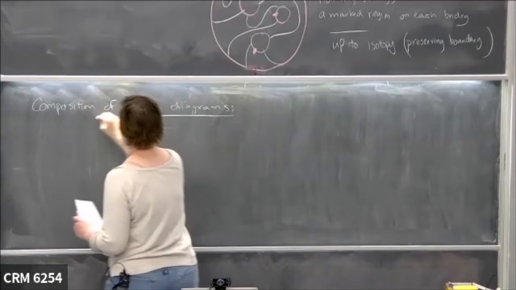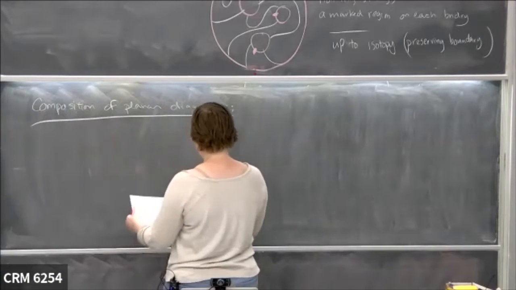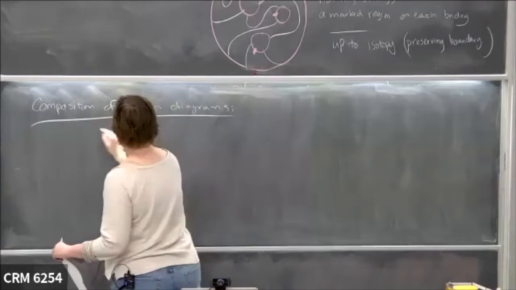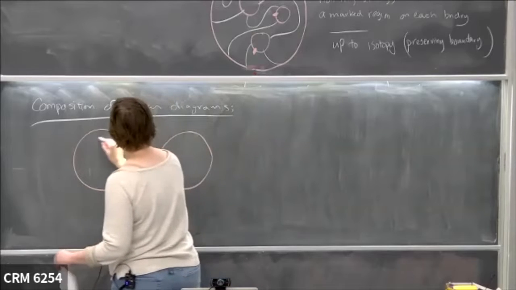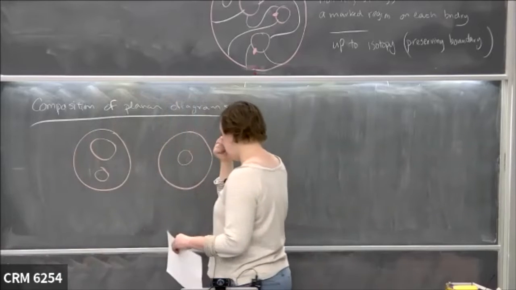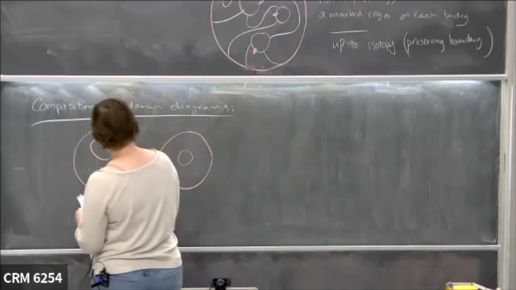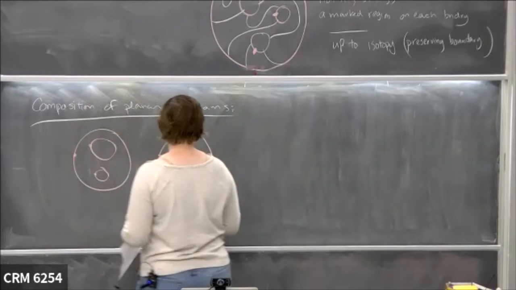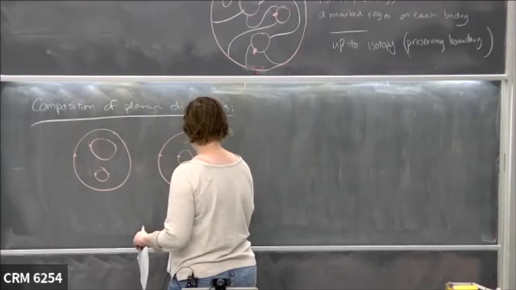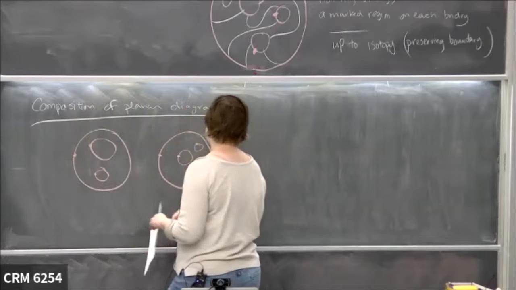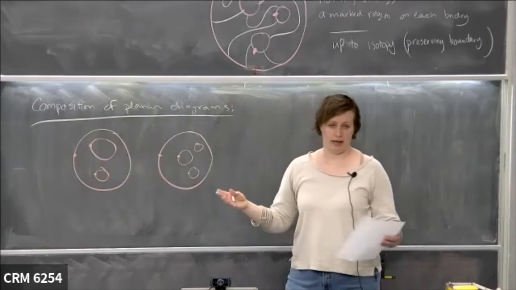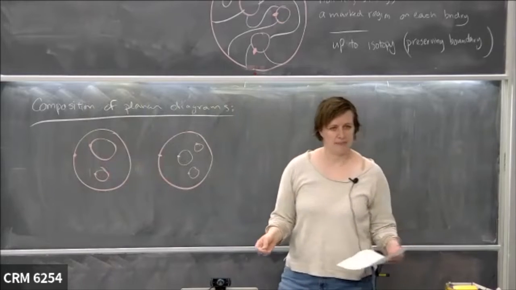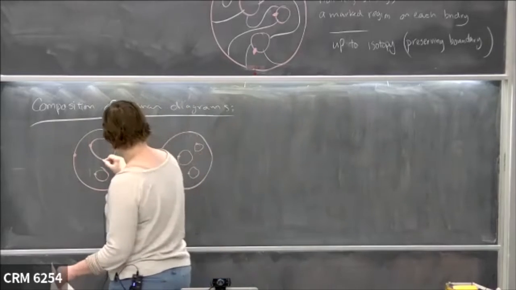Now I need to see if I can make this work, because what we want to do when we compose diagrams is basically, if we can make the outside boundary of one match up with the inside boundary of another, we can pick it up and put it down inside. So we'll do an example.